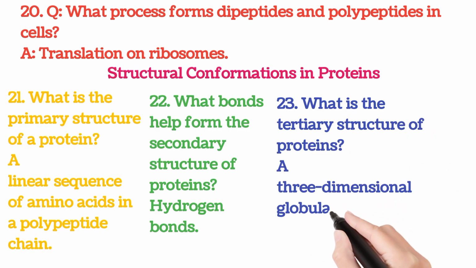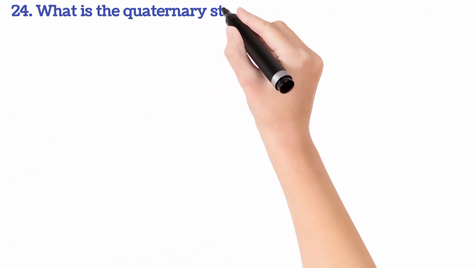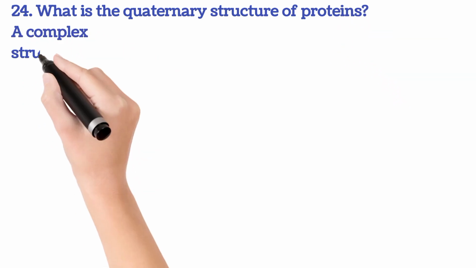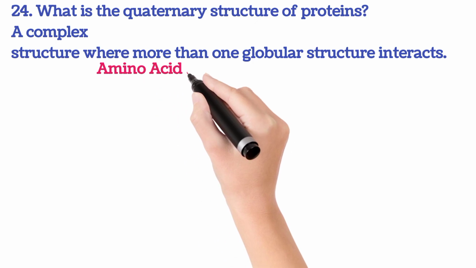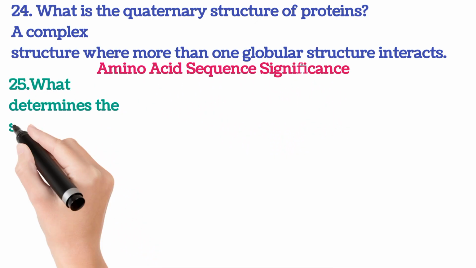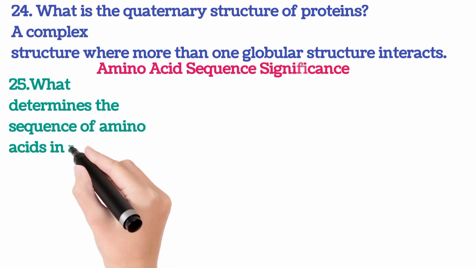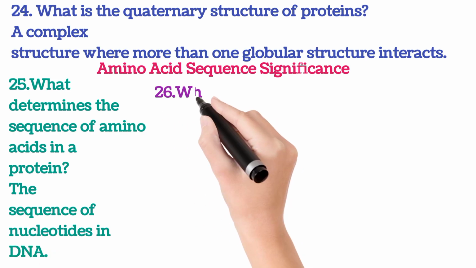A 3-dimensional globular structure formed by folding of the alpha helix. 24. What is the quaternary structure of proteins? A complex structure where more than one globular structure interacts. Amino acid sequence significance. 25. What determines the sequence of amino acids in a protein? The sequence of nucleotides in DNA.